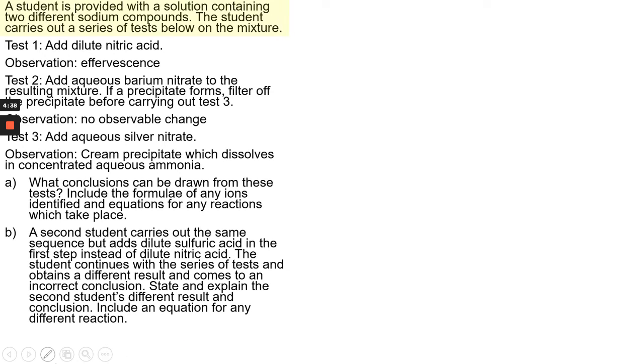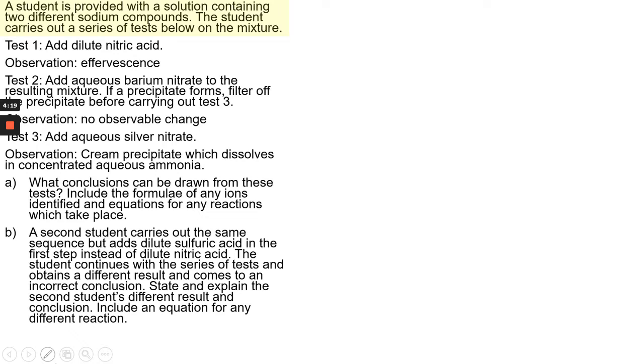So then it says a student is provided with a solution containing two different sodium compounds. The student carries out a series of tests below in the mixture, as described. And then it says in part A, what conclusions can be drawn from these tests, include the formula of any ion identified and equations for any reactions which take place.